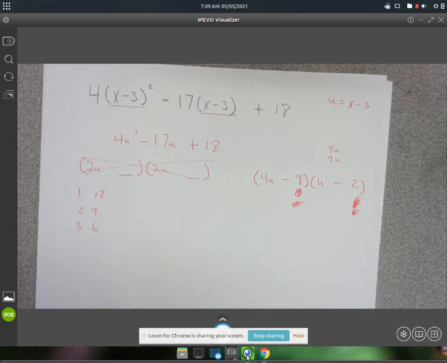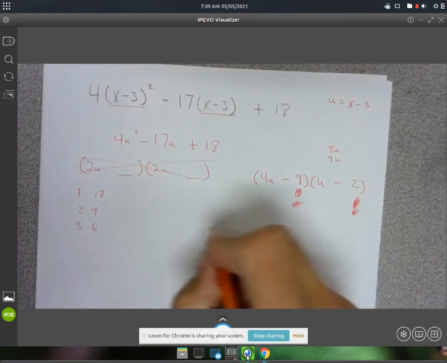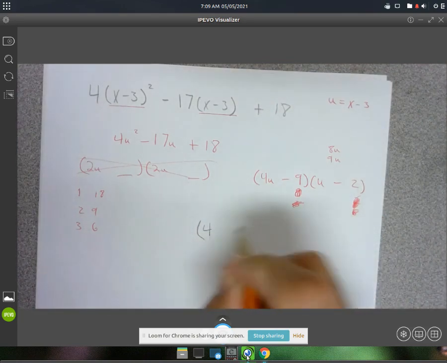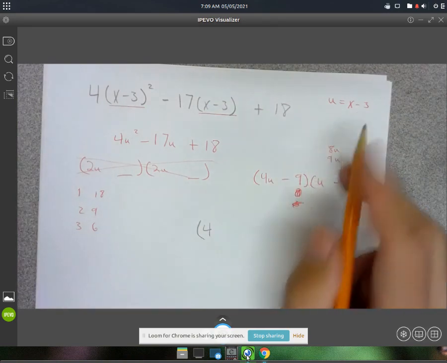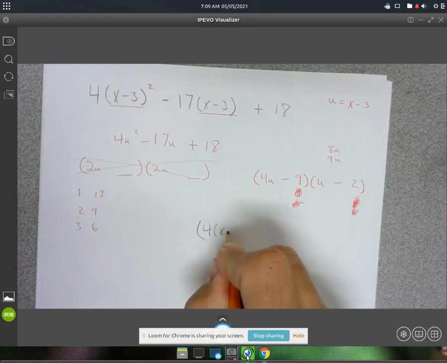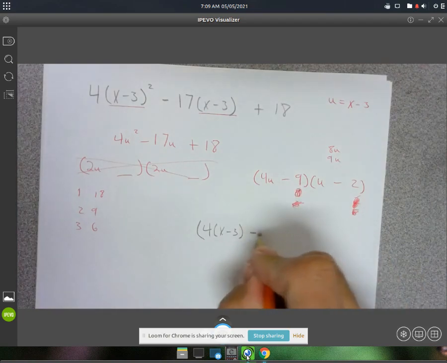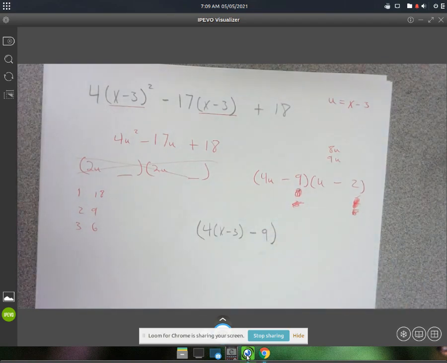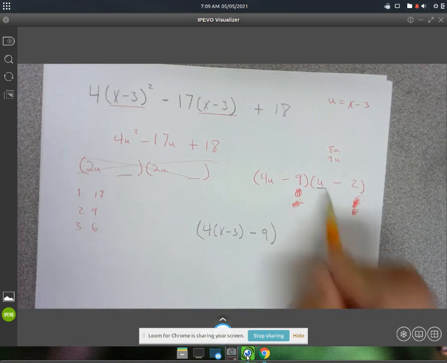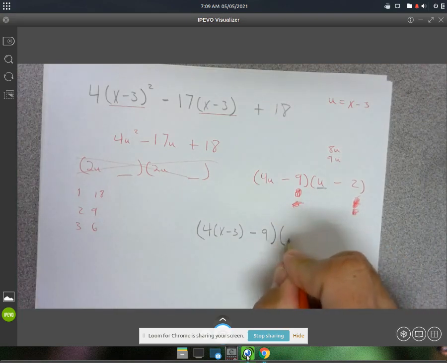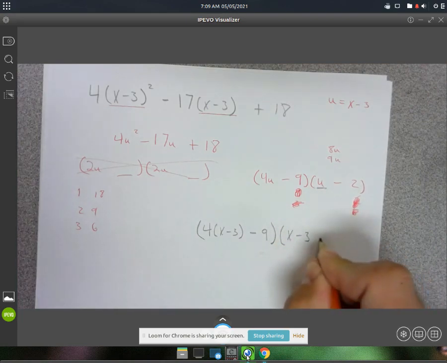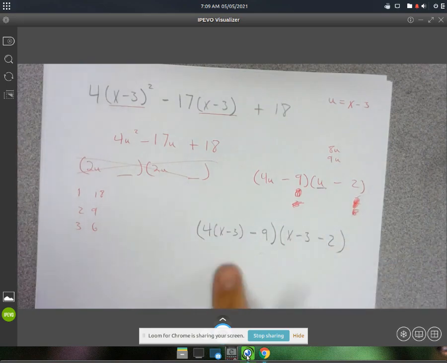All right, the next thing I want to do is substitute back in my x minus 3. So I'm going to say 4U, but instead of putting a U, I'll put an x minus 3 there. X minus 3, and then it's minus 9. Okay. And then for this U, it'll be an x minus 3, x minus 3 minus 2. And then I just need to simplify each of these.